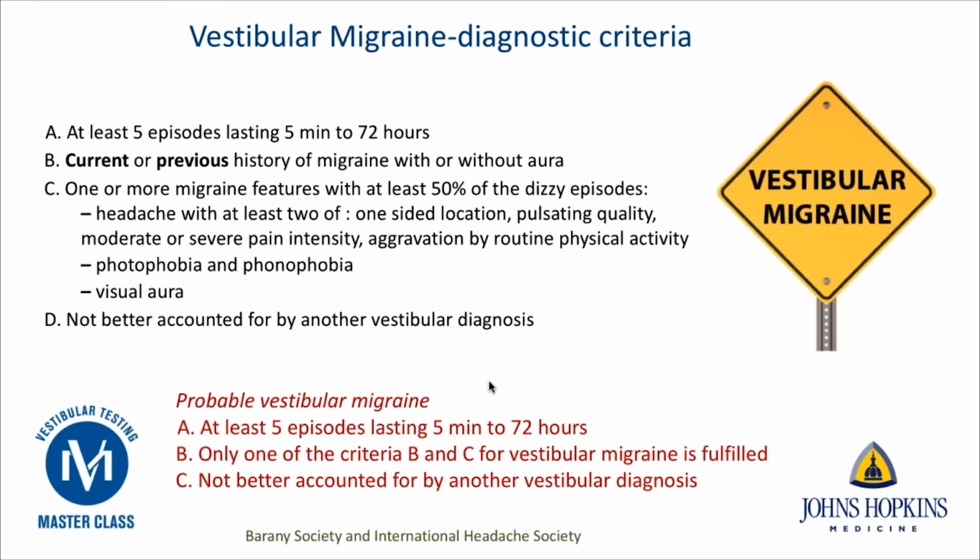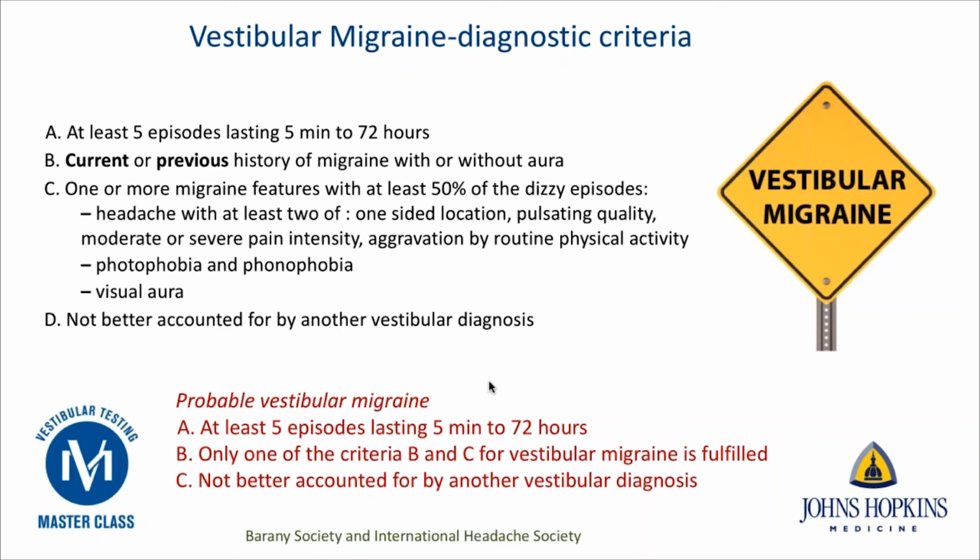But for vestibular migraine, you have the same criteria with respect to the headaches, but the dizziness symptoms could also be associated with that. So at least 50% of the episodes could be associated with dizziness, and headaches could be at least 2 of the criteria I mentioned before: one-sided location or pulsating quality with moderate or severe pain, and there could be associated photophobia and phonophobia along with visual aura.